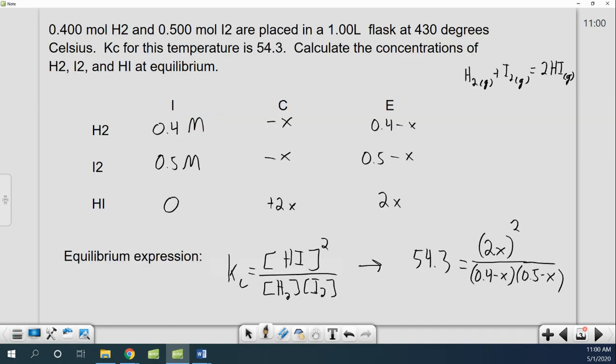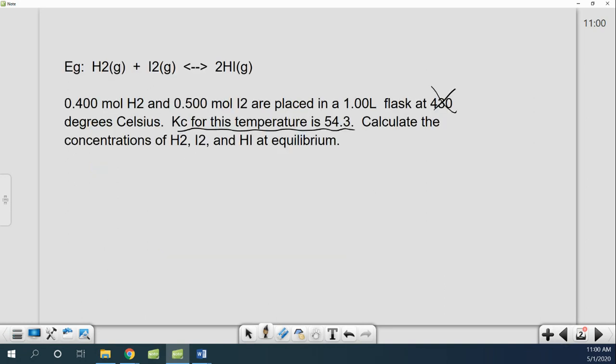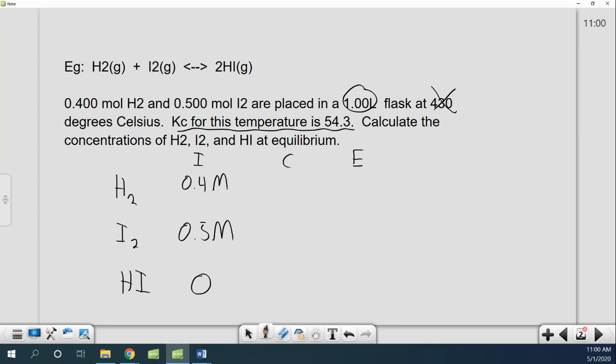All right, so we're going to be making an ICE chart. I'm going to do it from scratch, and then we'll go to that one over there. So I've got H2, I2, HI, initially, change, equilibrium. Cool. So initially I know I've got 0.4 moles divided by my number of liters. Well, divided by 1 is still 0.4. So it's 0.4 molar hydrogen gas, 0.5 molar iodine gas, and it doesn't say anything about HI, so we're not starting with it.